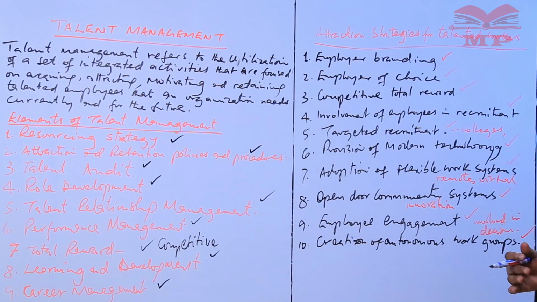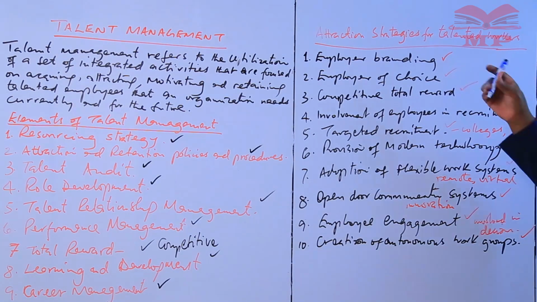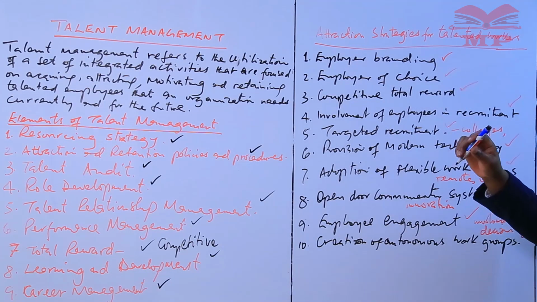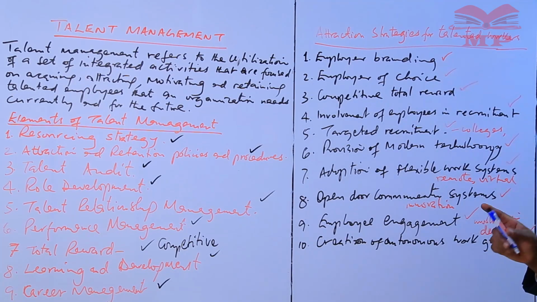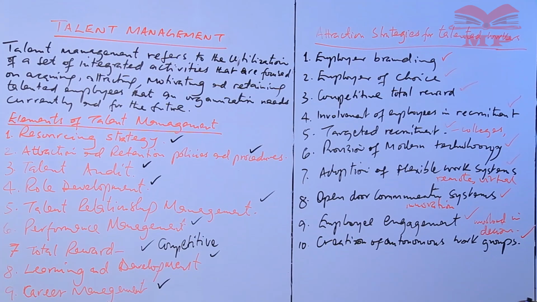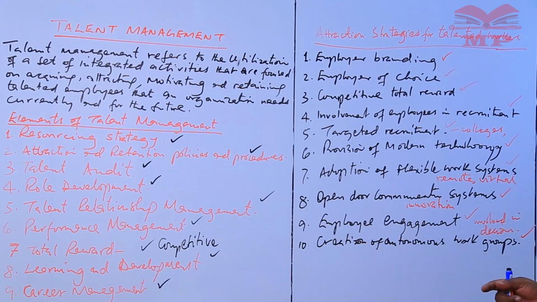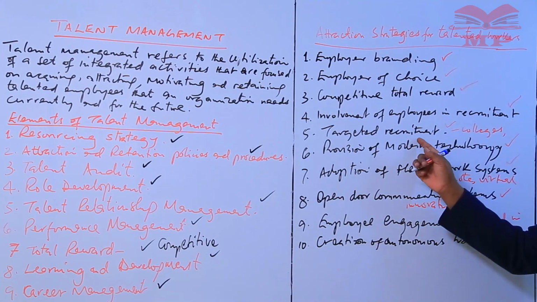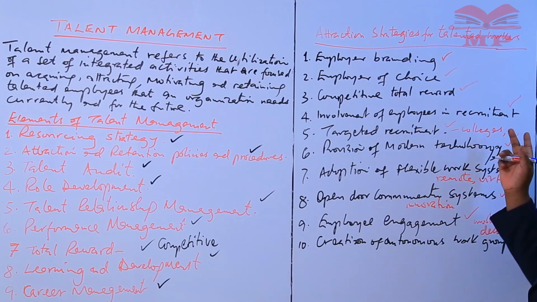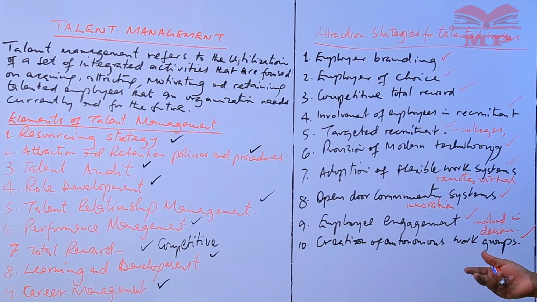Then we have again gone ahead and looked at attraction strategies for talented workers that organizations can be able to adopt, and we have indicated that an employer can have what you call employer branding, number 1. Number 2, the employer can position themselves to be an employer of choice when it comes to employment. Number 3, competitive total reward system can be created. Number 4, involvement of employees in the recruitment process. Number 5, targeted recruitment, for example, at colleges, at universities, and other training institutions. Number 6, provision of modern technology.